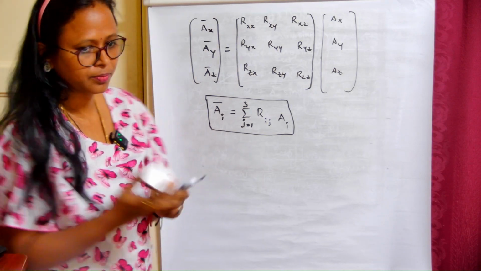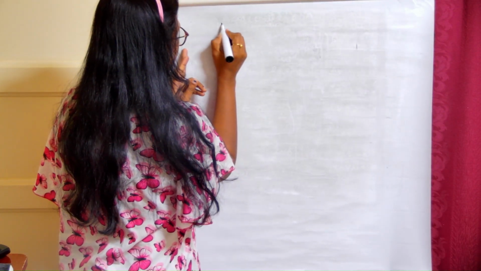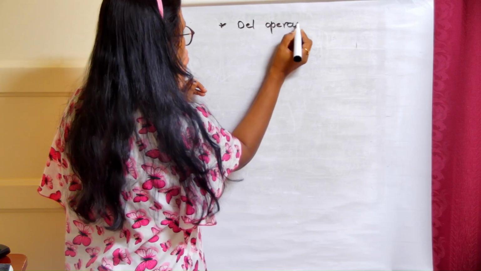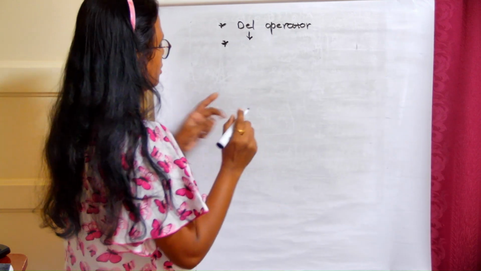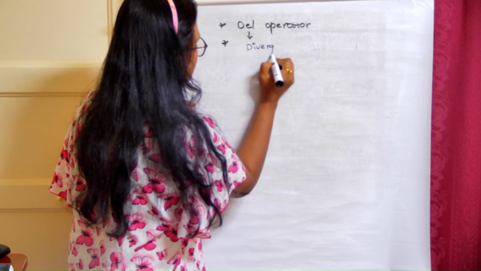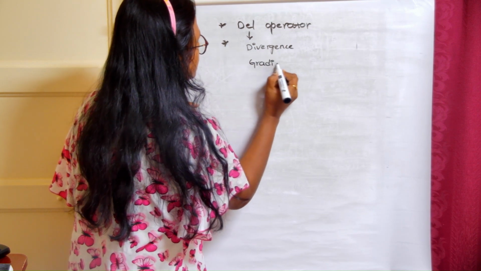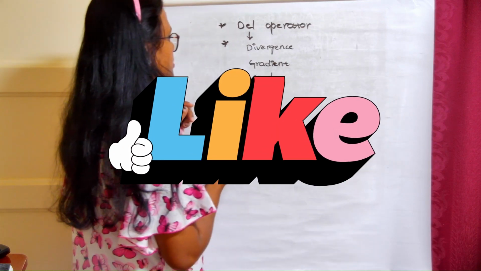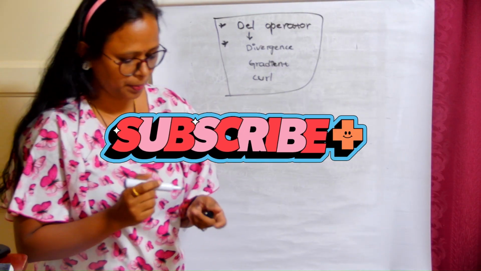And in the next session, we are going to talk about the del operator, and with this del operator we can form divergence, gradient, and curl. So in the next session we will cover these three. Thank you.